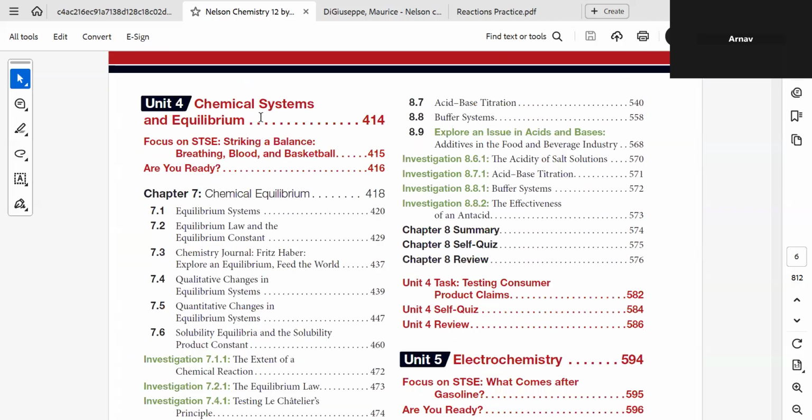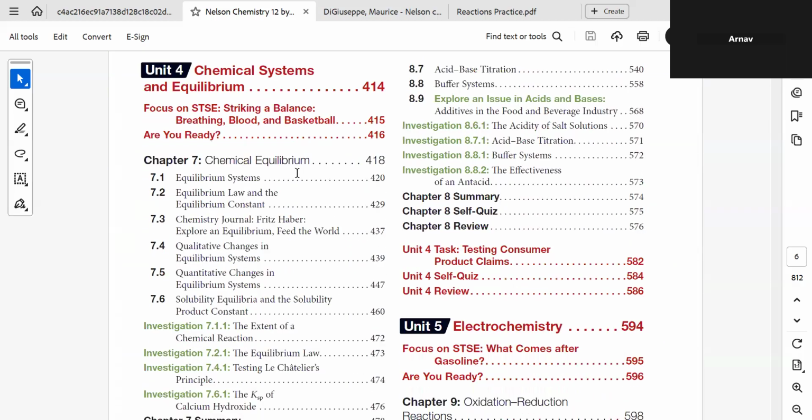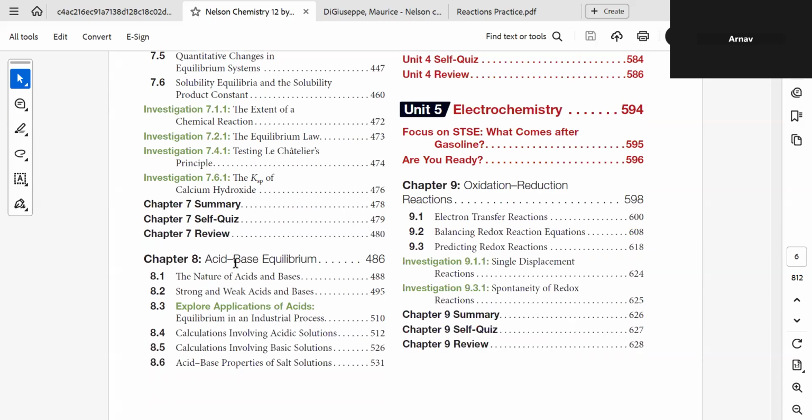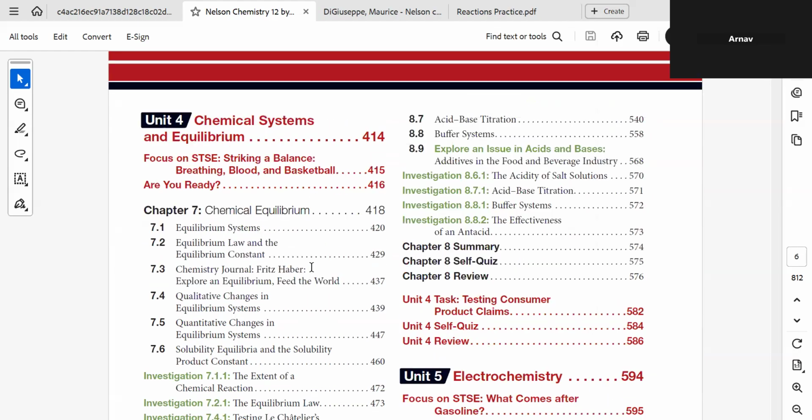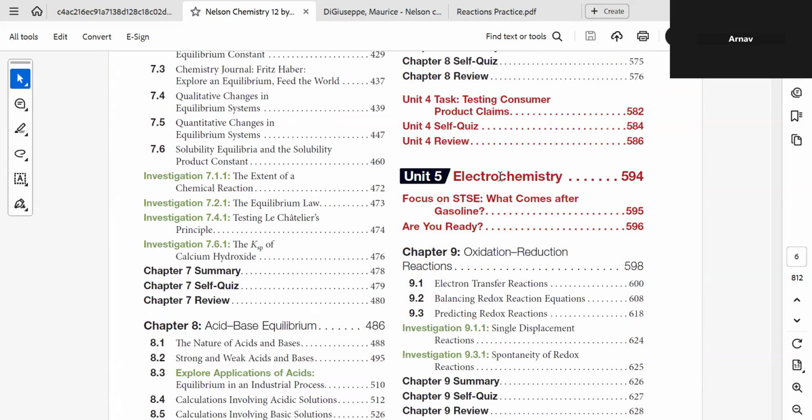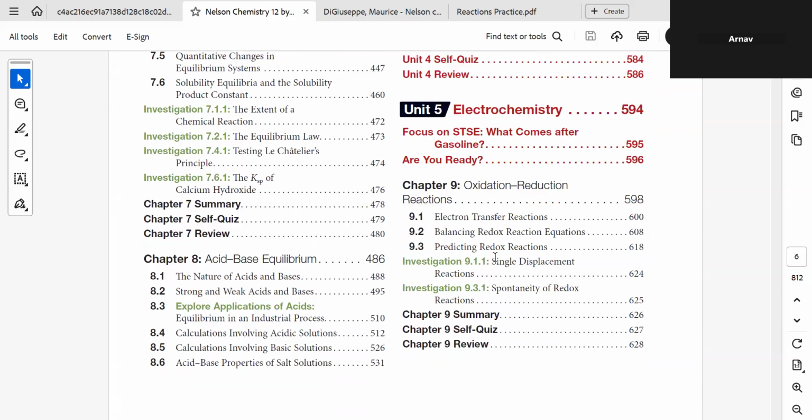Then we have chemical systems and chemical equilibrium. We'll try to understand whether a reaction is reversible or irreversible, why these concepts are important, and how we predict reactions. That is taken care of in chapter 7. Chapter 8 is also part of equilibrium, but we study specifically acid-base equilibrium. And then we go to unit 5, that is electrochemistry.